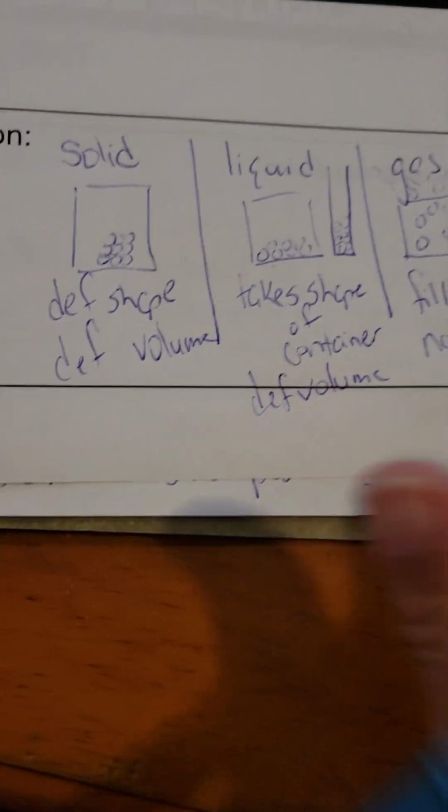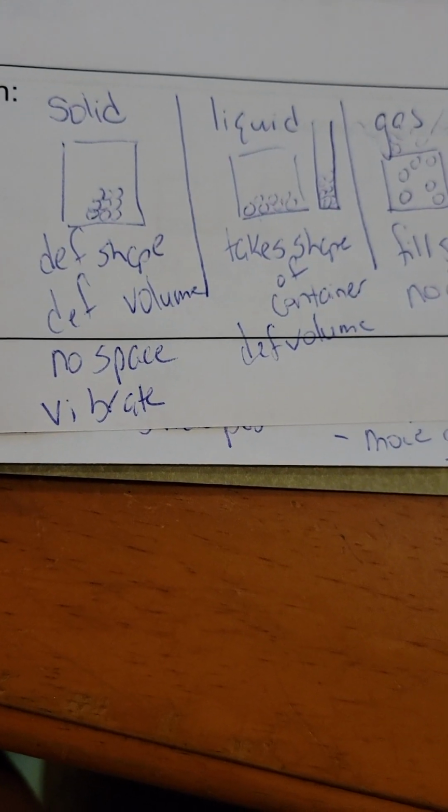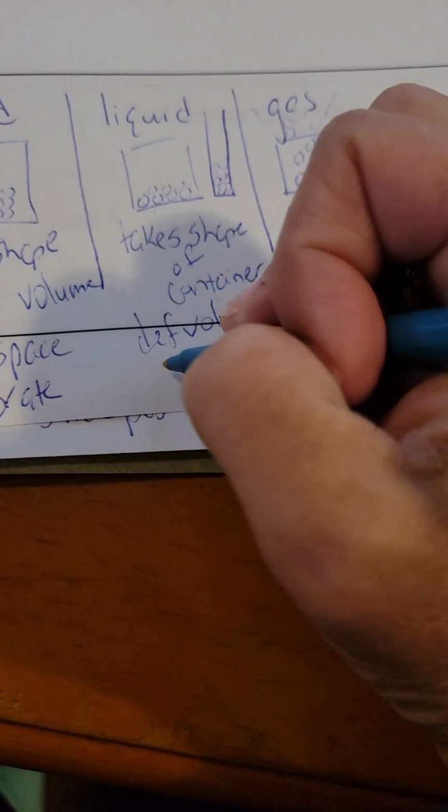So the solids then have a very minimal space between them. There's almost no space between the particles, and they move just a tiny bit, maybe just vibrate in their position. Liquids are going to have more space, and they're going to slide past each other.